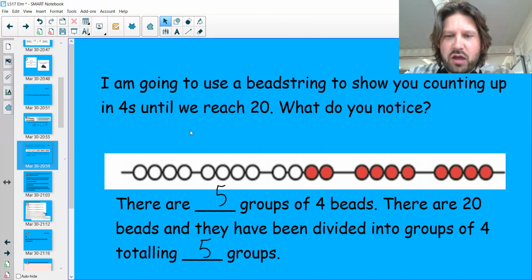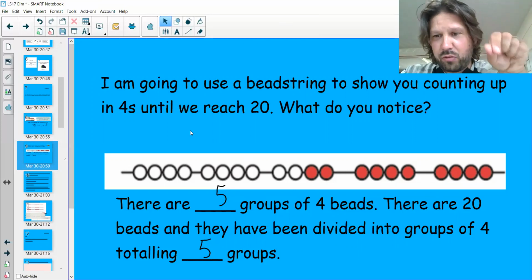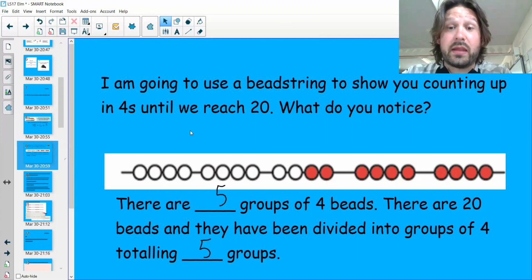It's all related to that boat. So there are 5 groups of 4 beads. There are 20 beads, and you can see those on screen, and they've been divided into groups of 4. They're equal groups, because division is all about equal groups. And there are 5 groups in total. So you could do that with any number of things.